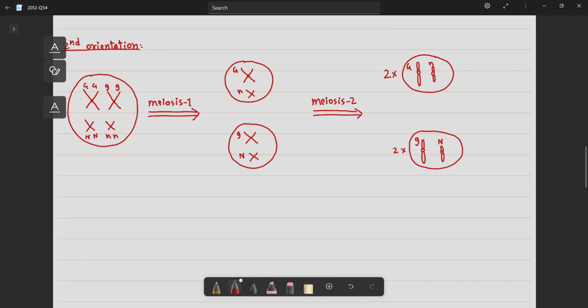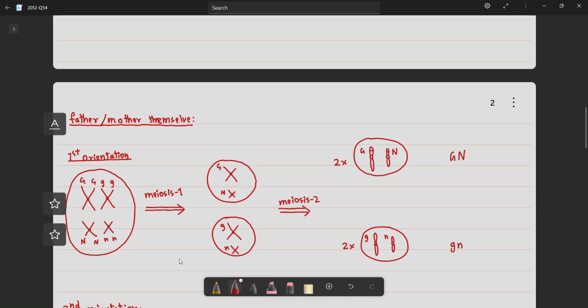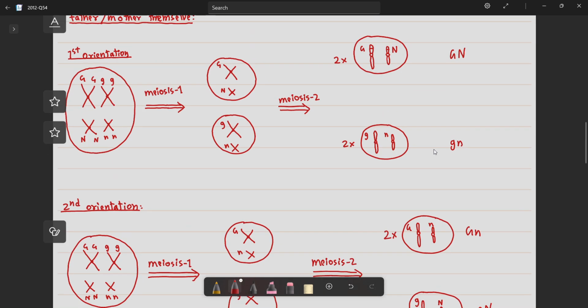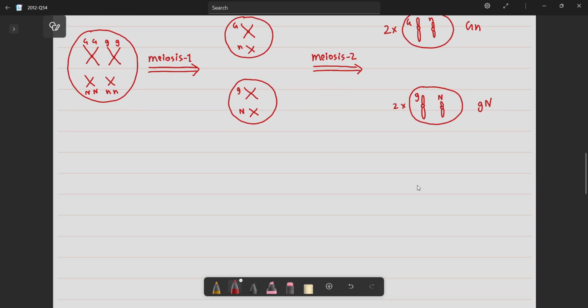Okay, so now these are the two gametes. So their genotype is going to be this and this. Now these are the two orientations that produce these overall gametes. We know that in each orientation there are four gametes, but the two in each daughter cell are the same, meaning you will have two capital G and two capital N, because each daughter cell produces two gametes. So their genotype is going to be the same. That's why there are two orientations to produce gametes of different genotypes.